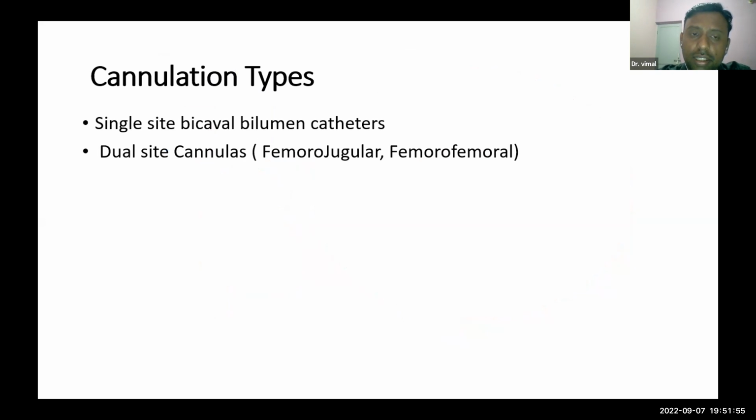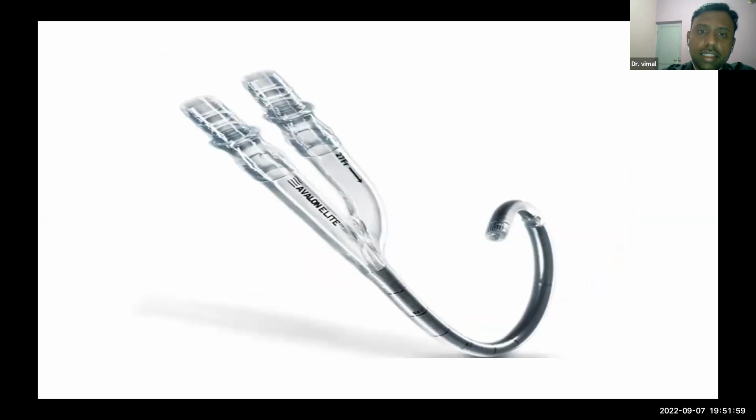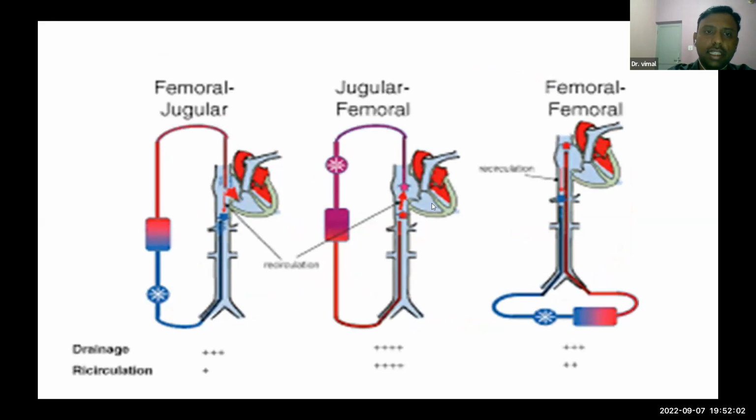The dual site cannulas have been in vogue for many years, and let's understand what these dual site cannulas are. The most common cannula placement is femorojugular placement. That is, the femoral cannula is the one which acts as the drainage cannula, and the jugular cannula is the one which acts as the return cannula. So here the recirculation is less.